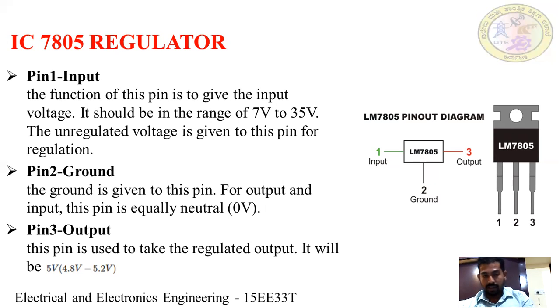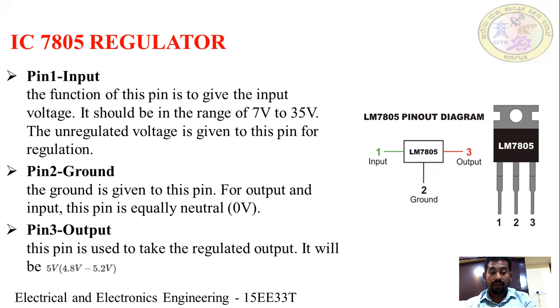And again, pin number 2 is given for ground. In order to get an output as well as an input, this pin is equally neutral, that is 0 volts.